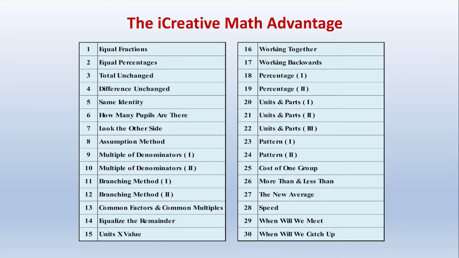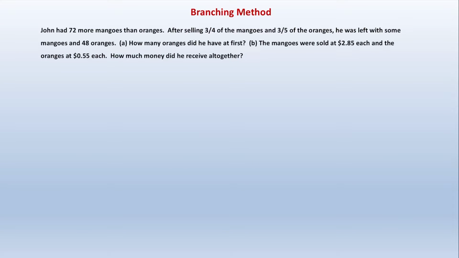In this lesson, we will cover the iCreative Math branching method, and we will use this question to illustrate this method. John had 72 more mangoes than oranges. After selling 3/4 of the mangoes and 3/5 of the oranges, he was left with some mangoes and 48 oranges. How many oranges did he have at first?